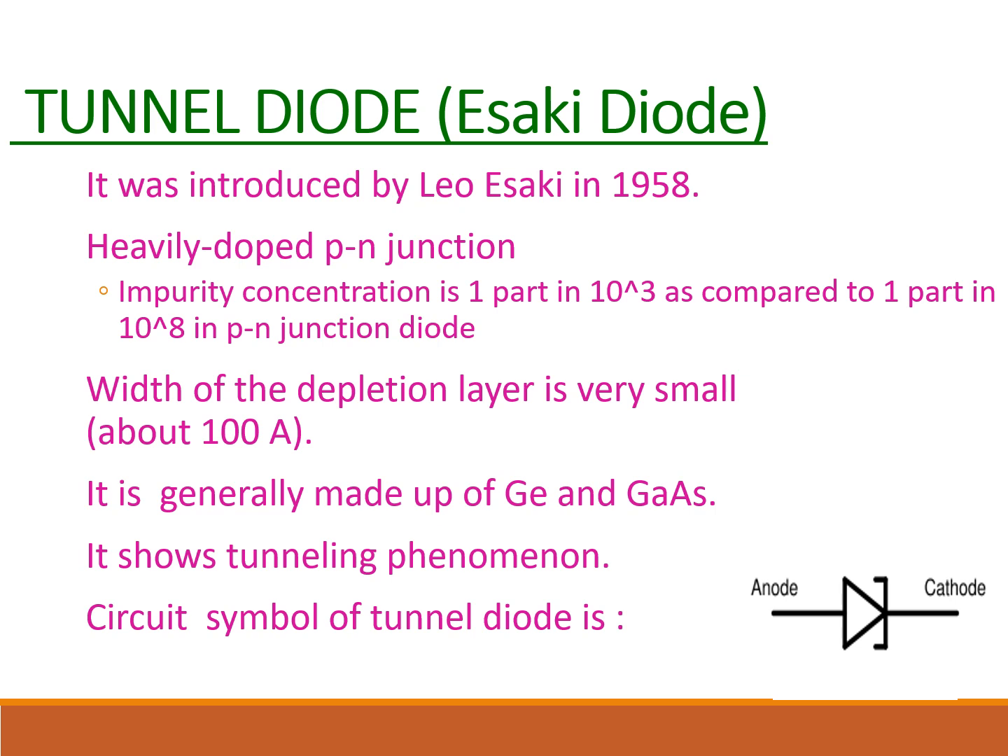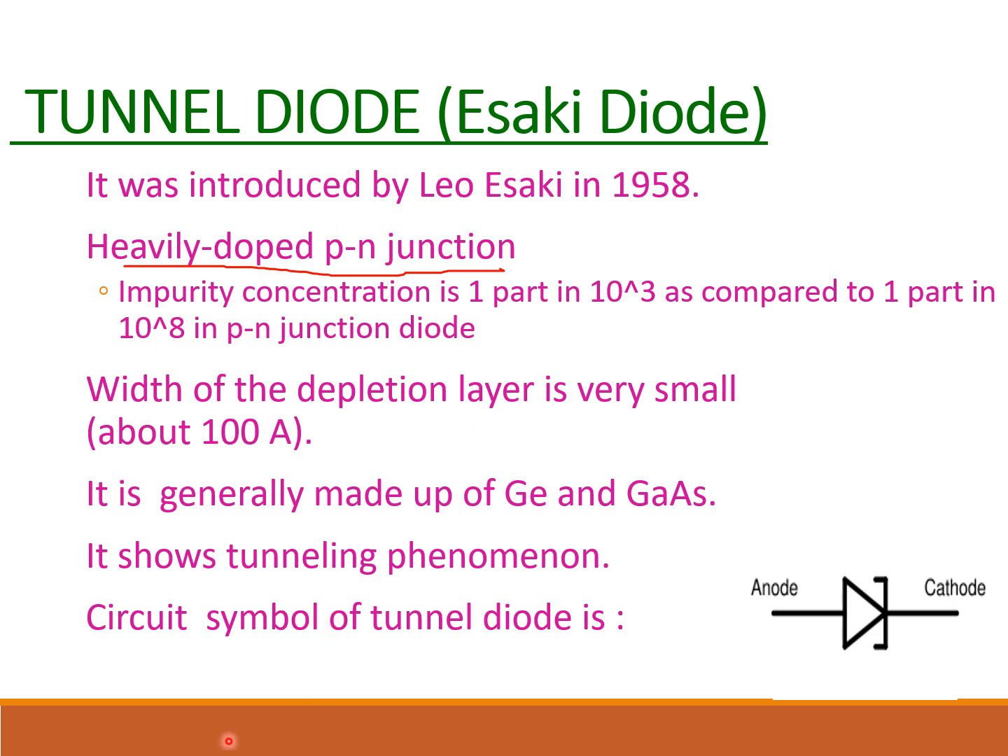The normal PN junction diode you are familiar with. In a PN junction diode we have two terminals, the anode and the cathode. The positive terminal is termed the anode, and the negative terminal is termed the cathode. When we talk about the tunnel diode, it is a heavily doped normal PN junction diode. This heavily doped normal PN junction diode is termed the tunnel diode.